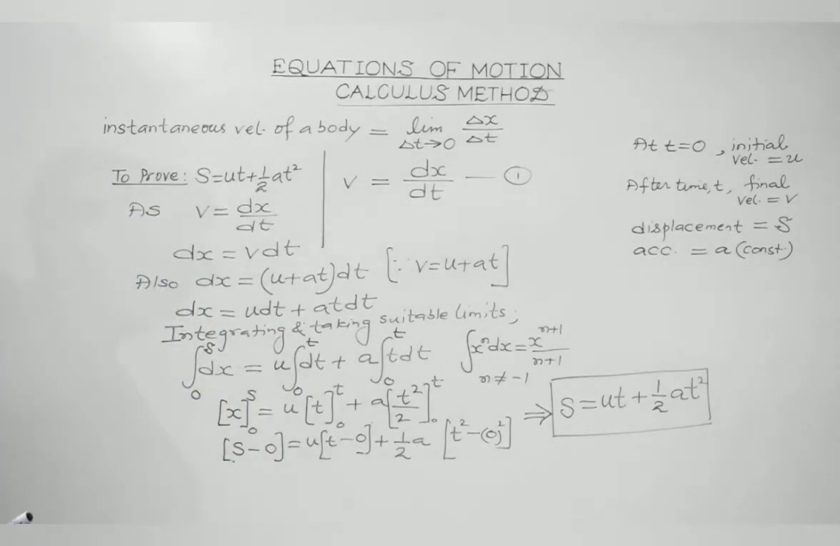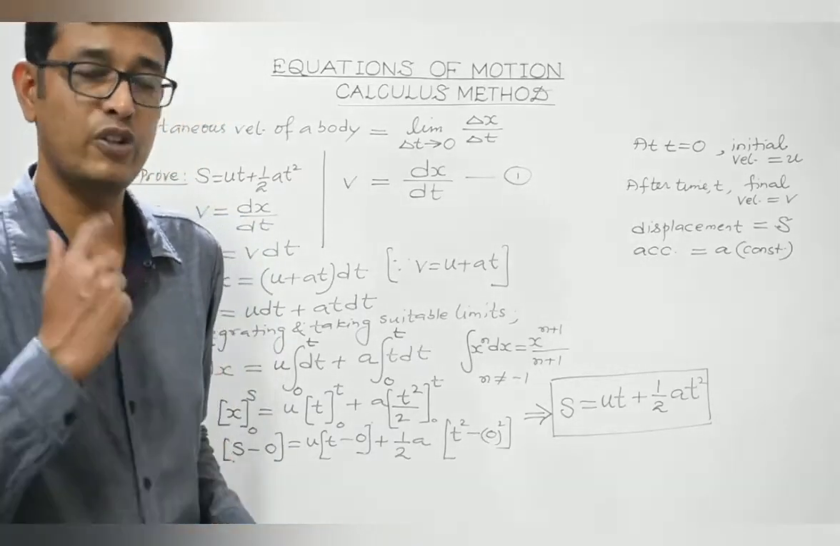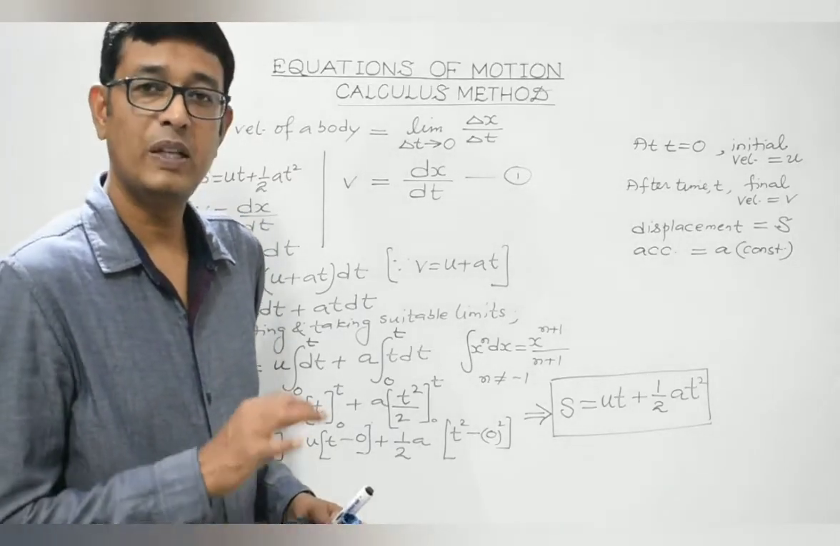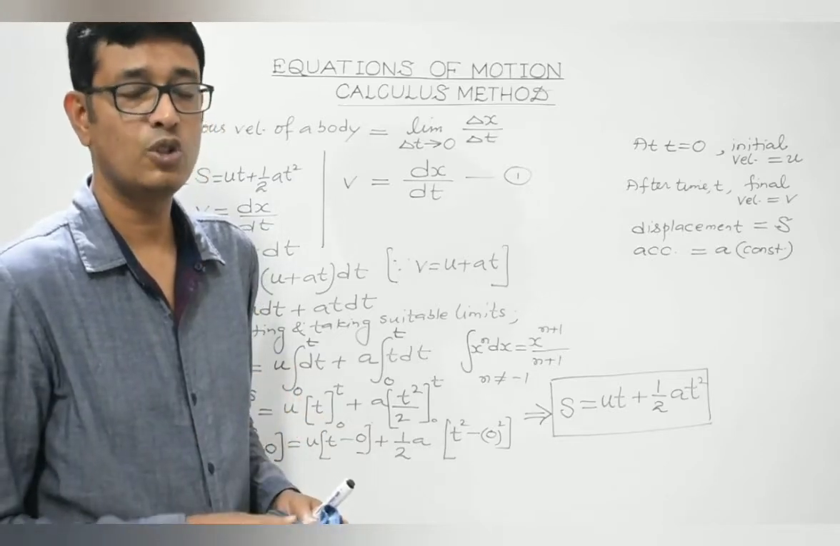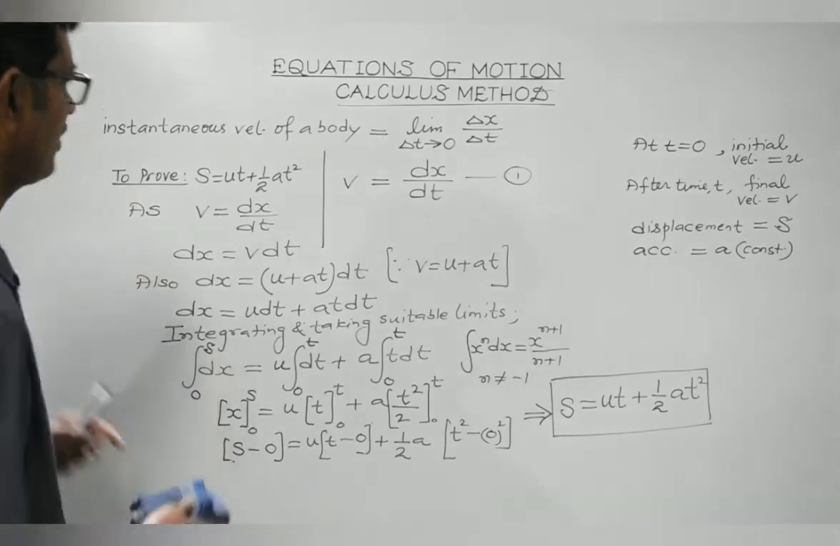So finally, let's also try to mathematically derive the third equation of motion, which is the displacement velocity relationship. That is 2as is equal to v square minus u square. Let's try to prove that as well.